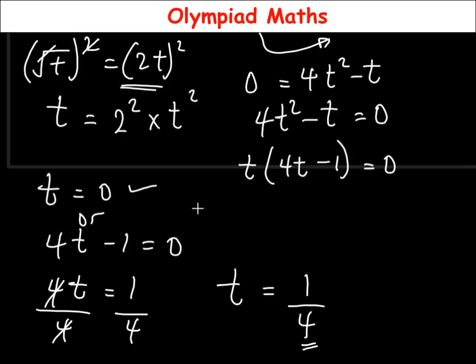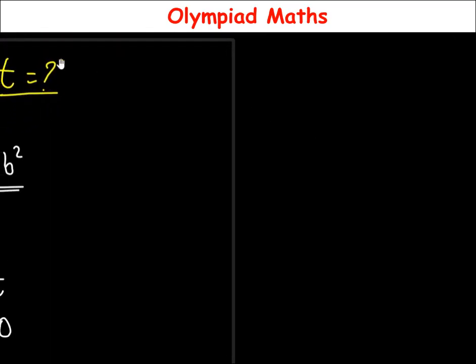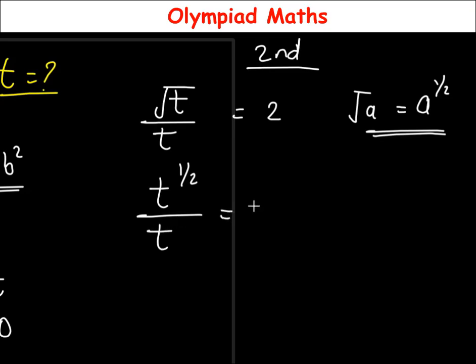Now we can also solve this question using another method. So second method, to get the value of t. For the second method, the equation is root t over t is equal to 2. Now, if you have root a, it is equal to a raised to power 1 over 2. So applying this rule right here, root t becomes t raised to power 1 over 2, then over t is equal to 2. At this junction, if you have a raised to power c over a raised to power d, right, following the rule of indices, this equals a raised to power c minus d.